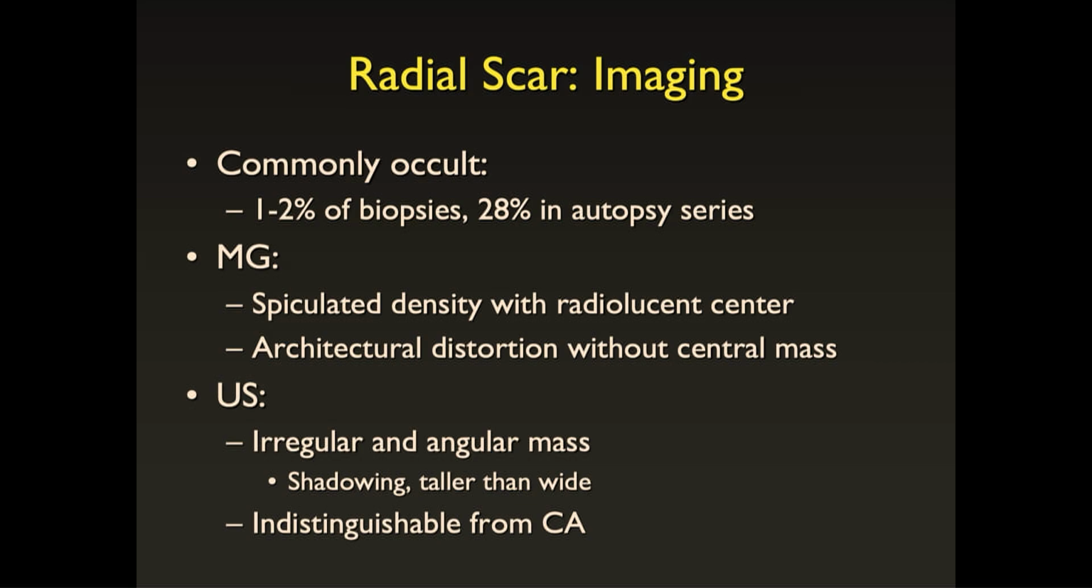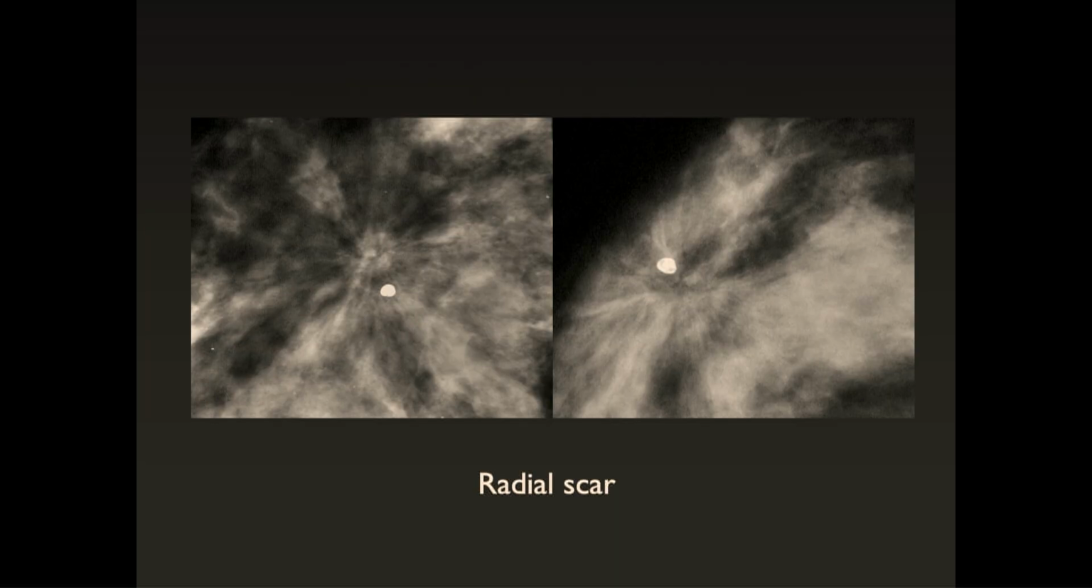That's only on mammography. On ultrasound and MRI, radial scars are essentially indistinguishable from your typical breast cancer. On ultrasound, an irregular or angular mass, often the same thing on MR, you're going to see a suspicious mass enhancement. This is what we see on a mammogram. Again, that distortion, but then you have a radiolucent center.